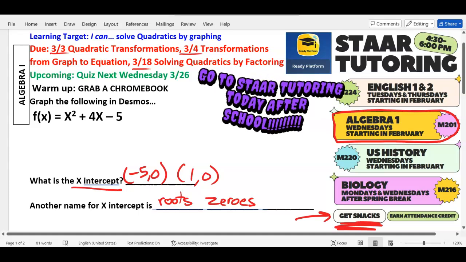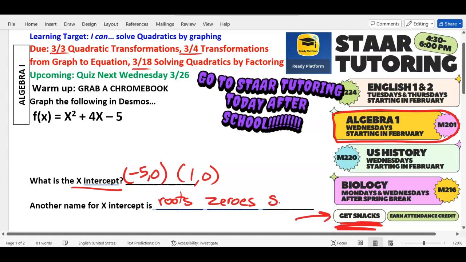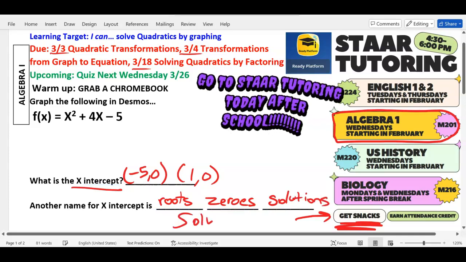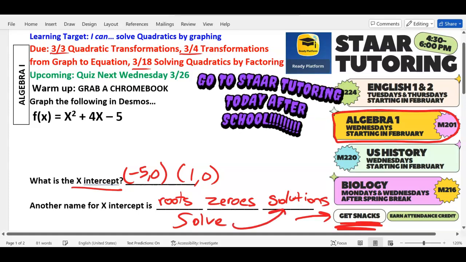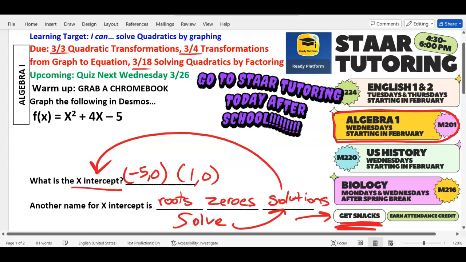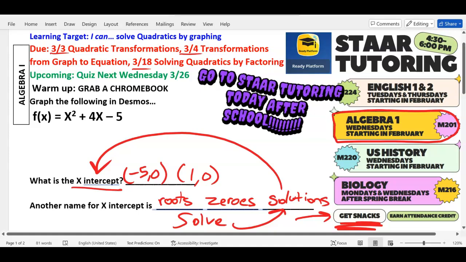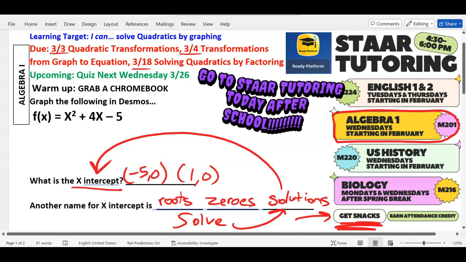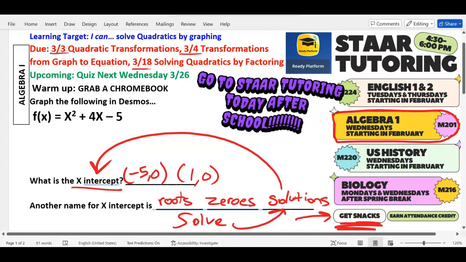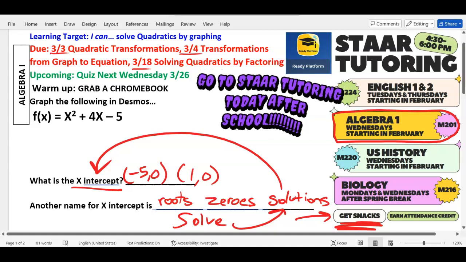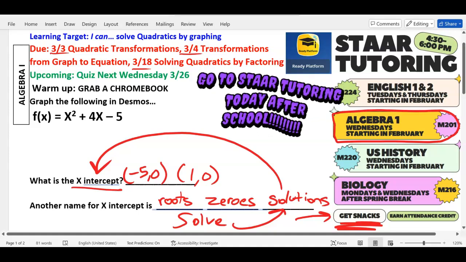Okay, but the most important one you got to know, everybody, is solution. So if you see the word solve, solving means solution, and solution means x-intercept. You have to know this. I am going to say it again. You have to know this. When you see the word solve or you see the word solution, all that means is what's the x-intercept? And can't you get that easily by graphing it? Yes!